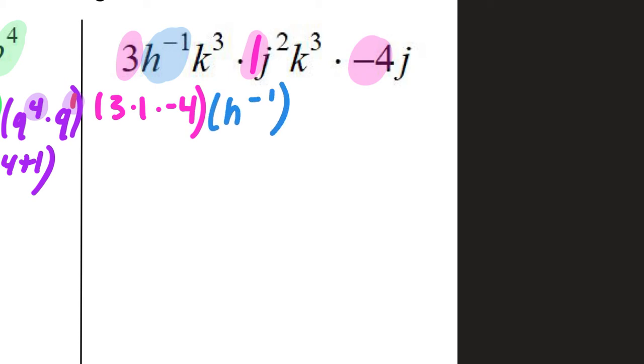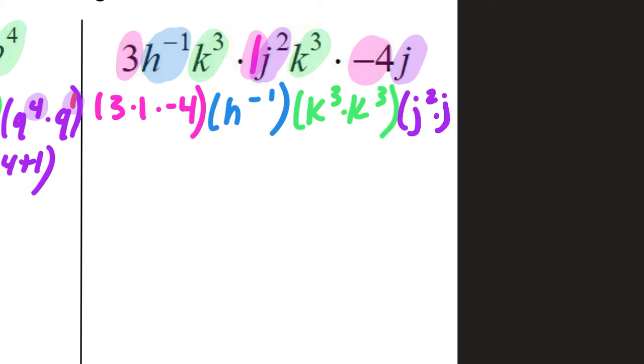Then I want to look for my k's. So I have a k to the 3rd and a k to the 3rd. So I have k to the 3rd times k to the 3rd. And then lastly, I see that while I took care of all the variables in the first term, I still have this j squared term left. So I have to look for my j's. So I have j squared and j. So it's j squared times j.